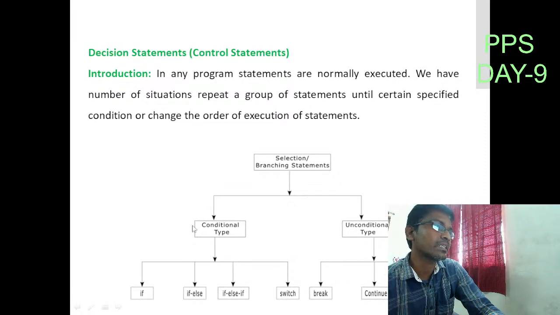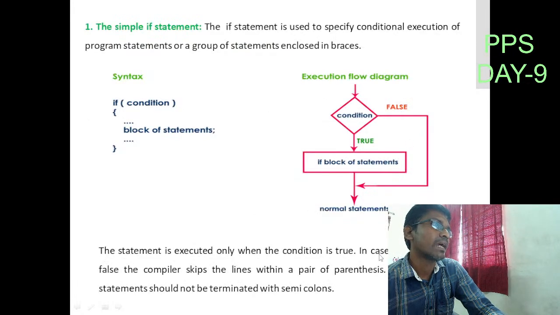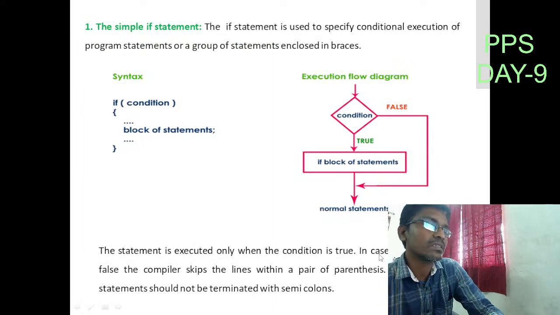So what is the difference between conditional and unconditional? In conditional statements, you apply a condition, for example, a greater than b. If a greater than b, that is a condition. Whereas in unconditional statements, we do not use any condition. So that comes under unconditional statements. And this is the first conditional statement.